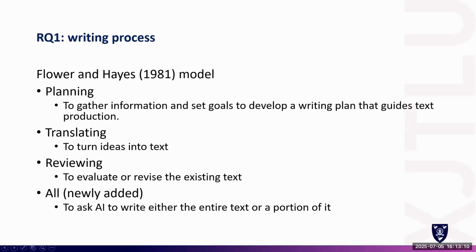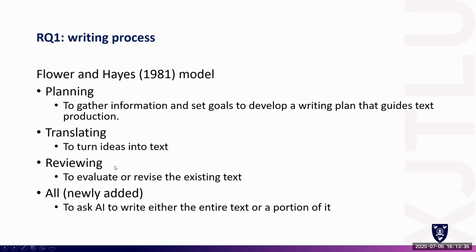So this kind of structure thing is what we need to do in the planning. Another phase is called translating. This is when we have some ideas in the writing and we translate these ideas into written text. That is to turn ideas into text. And the third phase is called reviewing, and that is to do some editing, revising, or evaluating. So these kinds of things all belong to reviewing.